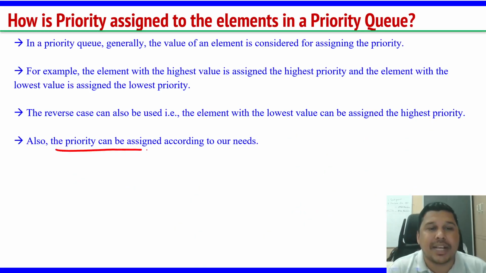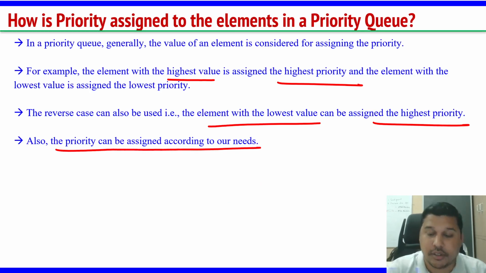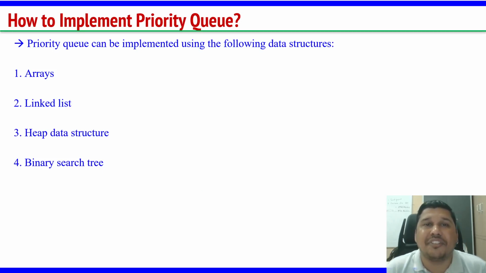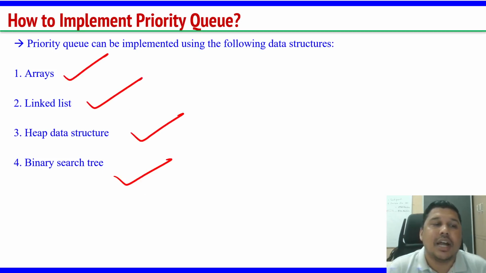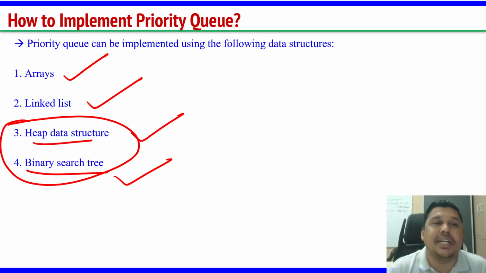See, priority can be assigned according to our needs. Sometimes the lowest value can be assigned highest priority. Sometimes the highest value can be assigned highest priority. It's our choice, right? What are the different ways of implementing a priority queue? One is array, then linked list, then heap data structure, and binary search tree. These two are the very important implementations. Priority queue is widely used in these two data structures, heap and binary search tree. There are so many problems in these which we cannot solve without it.